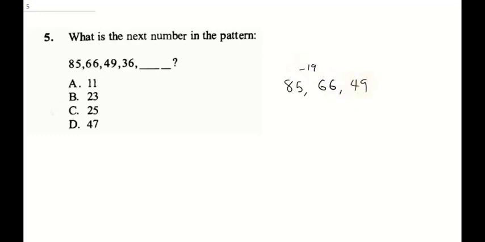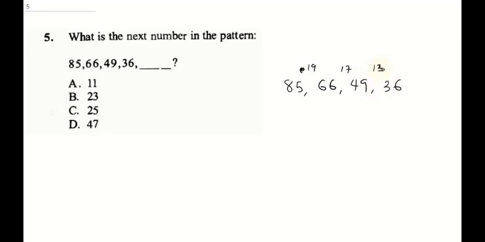And so the next question says, what is the next number in the pattern? Now all you need to do is understand the pattern. This is 85, the next is 66. Now when I do the difference between 85 and 66, I'm going to get minus 19. Okay, so the next one is 49. When I do the difference between this and this, I'm going to get 17. Now when I do the difference between 49 and 36, I'm going to get 13.